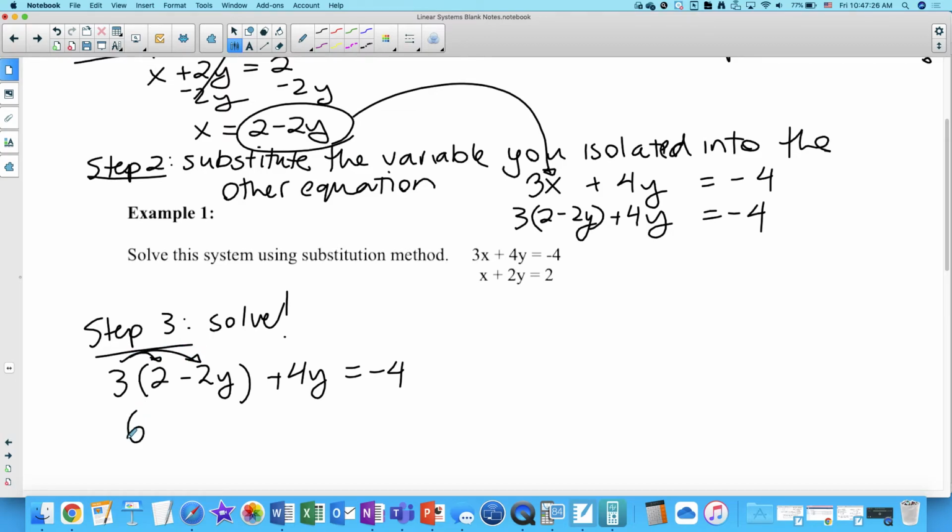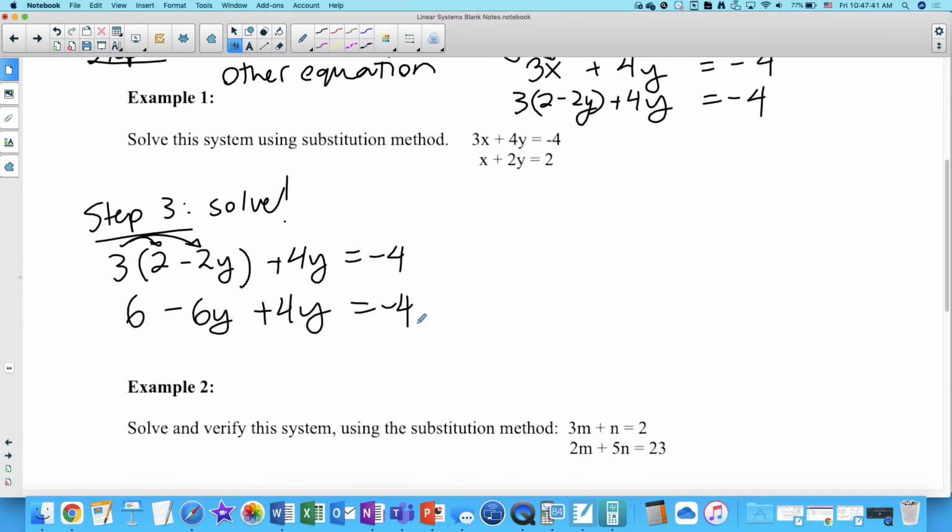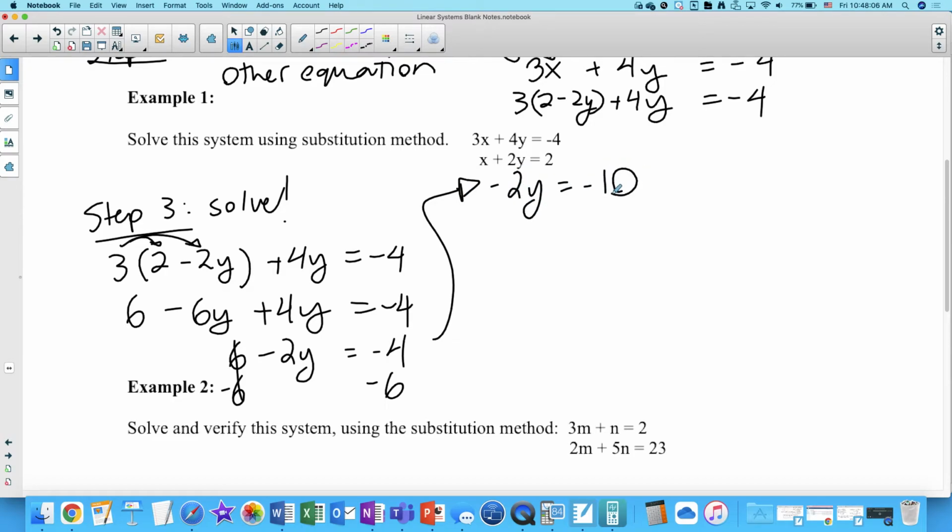And then I can keep going because I can collect these y terms, right? So I'll have 6, and then negative 6 plus 4 is minus 2y equals negative 4. Okay, and then I can subtract 6 from both sides so that I just have the y term isolated. And that gives me negative 2y equals negative 10. Do you have to divide by negative? Yeah, then we just divide by negative 2. And we now have our y value. y equals 5.